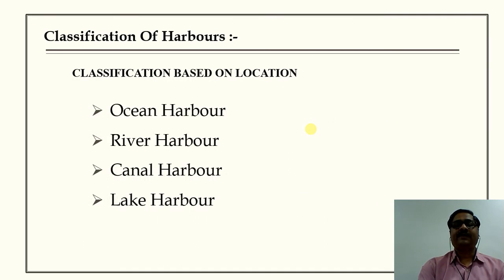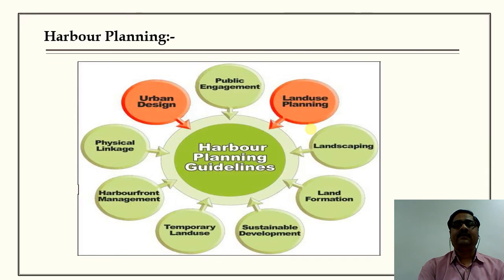Then classification based on the location. It's the ocean harbour, river harbour, canal harbour and lake harbour. So what are the points a civil engineer has to consider for the planning? These are the parameters which every civil engineer has to consider: public engagement, land use planning, landscaping, land formation, sustainable development, temporary land use, harbour point management, physical linkage and urban design.